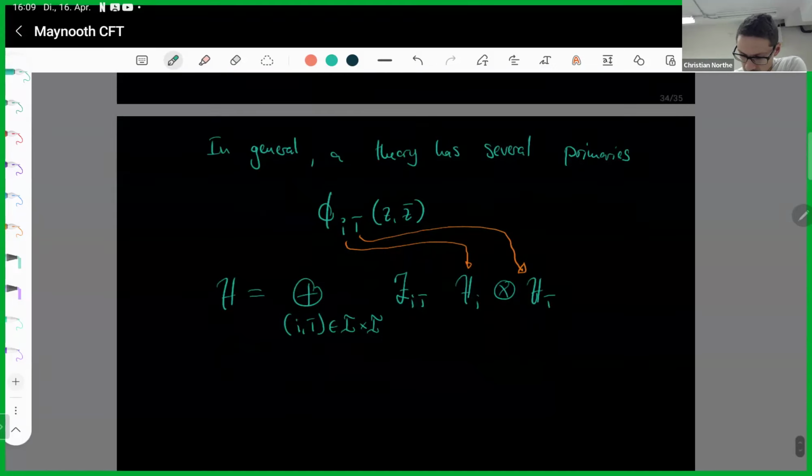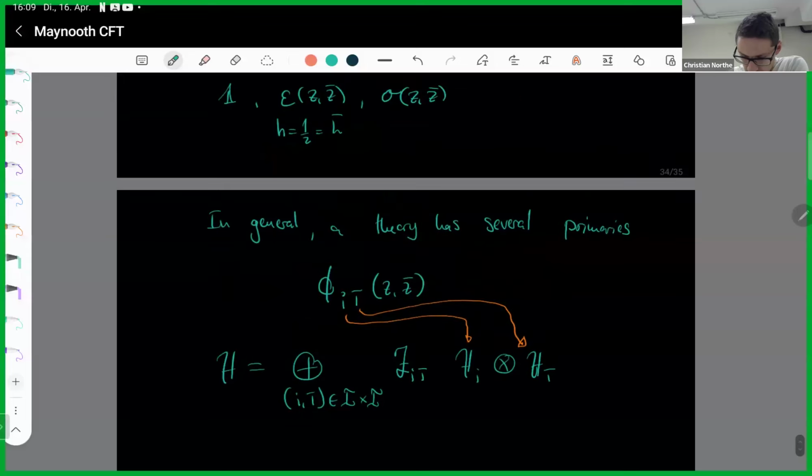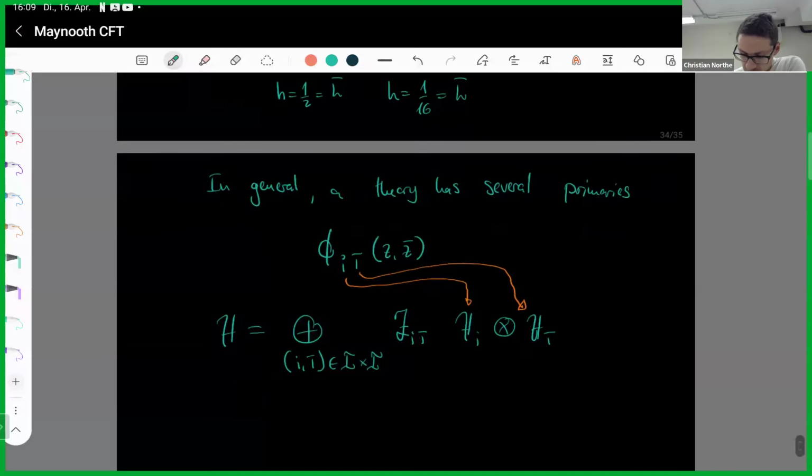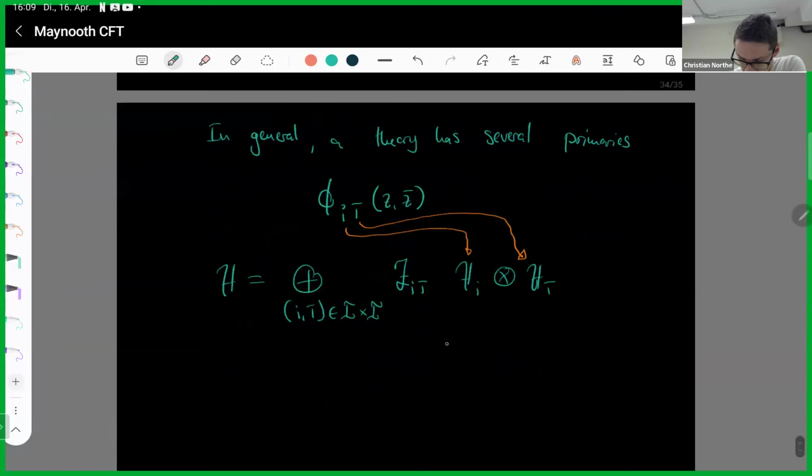And it can also happen that, for instance, in this example here, we have h equals 1/16 equals h bar. So here it's always that left and right moving fields are going to be coupled with the same conformal dimension. That means that they are spinless. It can also happen that you have fields, for instance, let's make up a fiducial field, not psi, capital phi, which would be something like epsilon on the holomorphic sector and sigma on the anti-holomorphic sector.